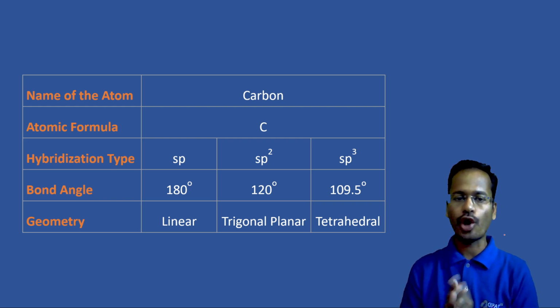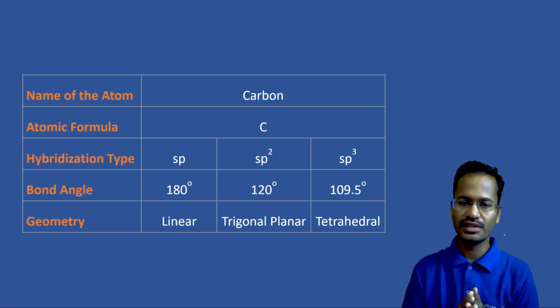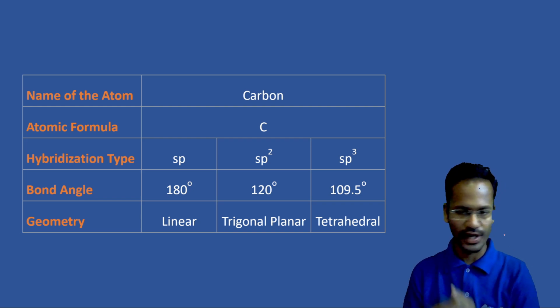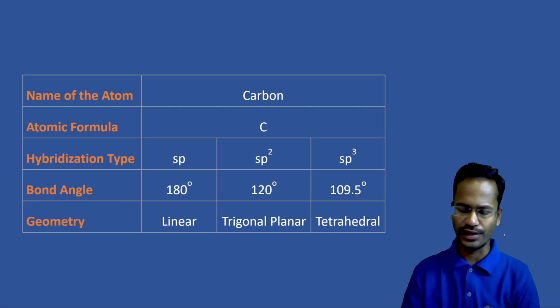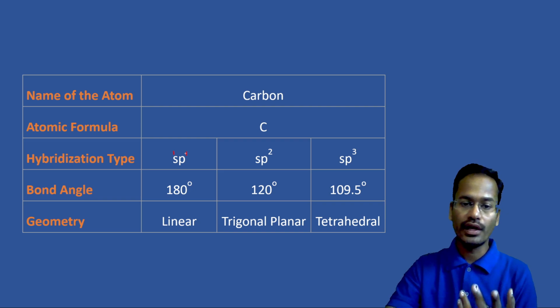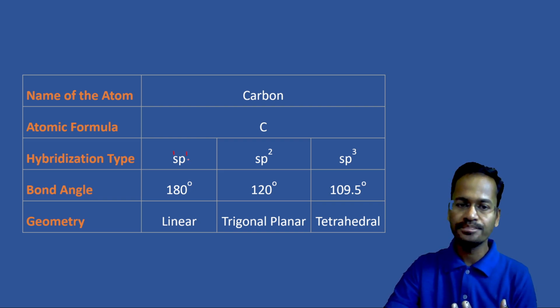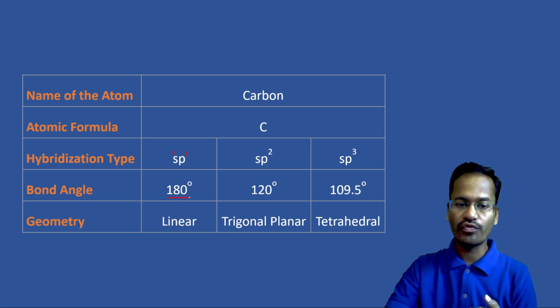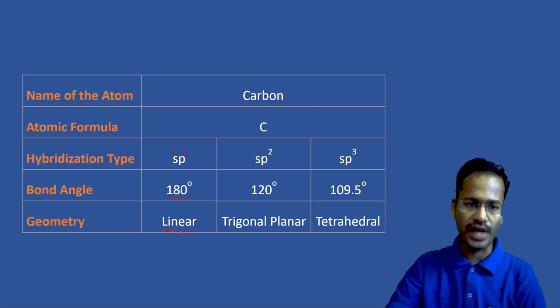As I said, carbon can participate in three different types of hybridization: sp, sp2 and sp3. If carbon is participating in sp, one s and one p will be mixed to generate two sp hybridized orbitals. The number is very clear. s is 1 and p is 1, so 1 plus 1 is 2. That is, two orbitals are participating in hybridization. So if carbon is participating in sp hybridization, then the bond angle will be 180 degrees and its shape will be linear. This is about sp hybridization.